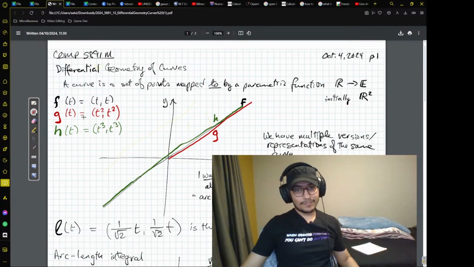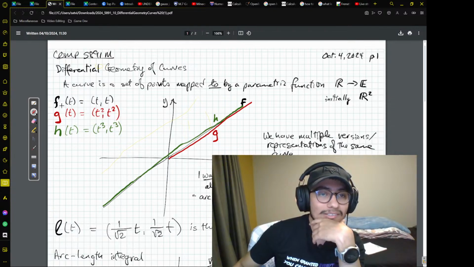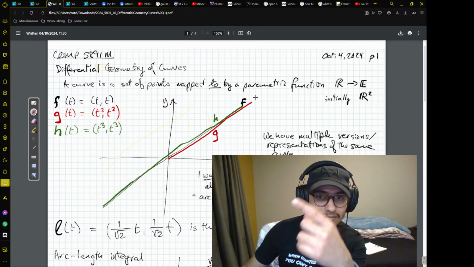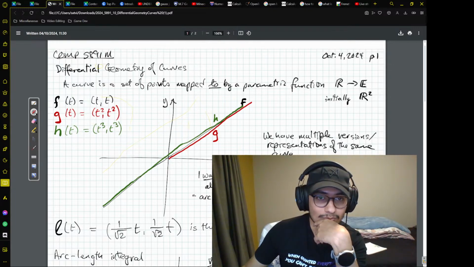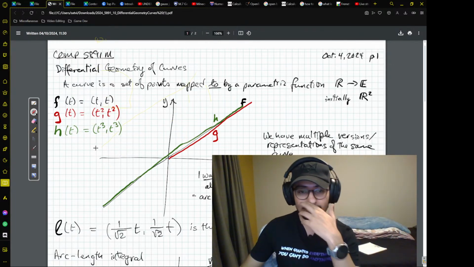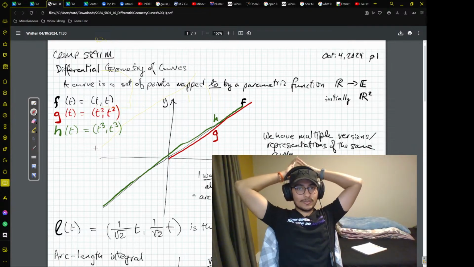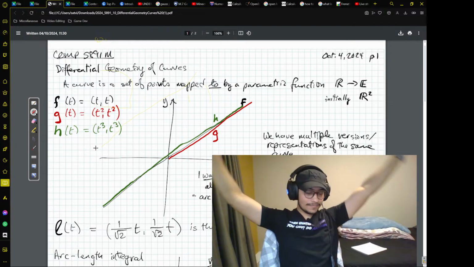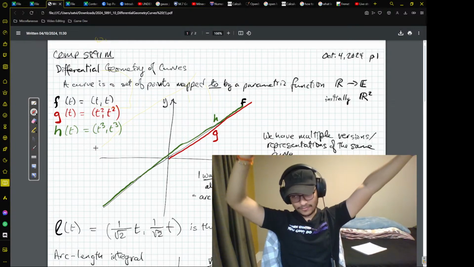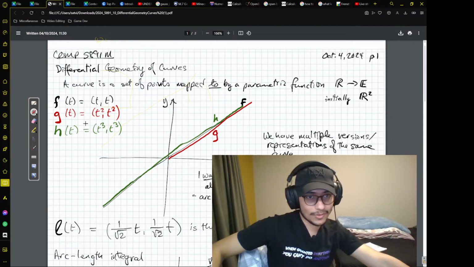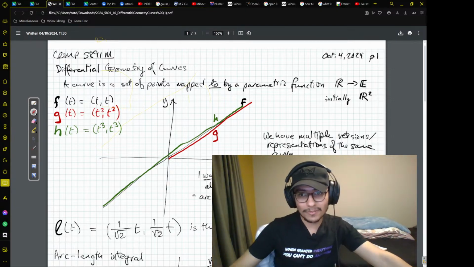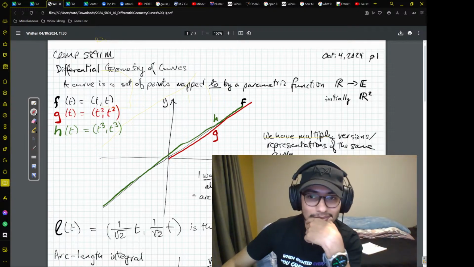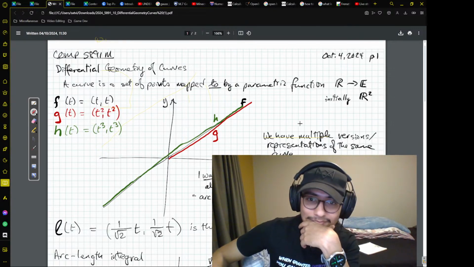So this same curve can be defined by f of t and h of t. Since there's no specific way to define these curves, we have to come up with something, because, as the slide says, we have multiple versions representing the same curve, and we don't want that.